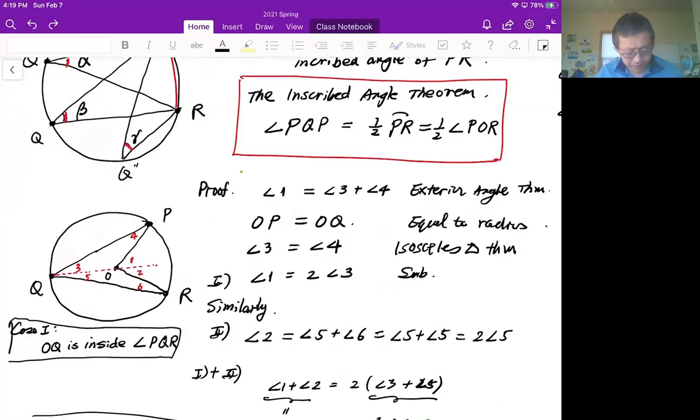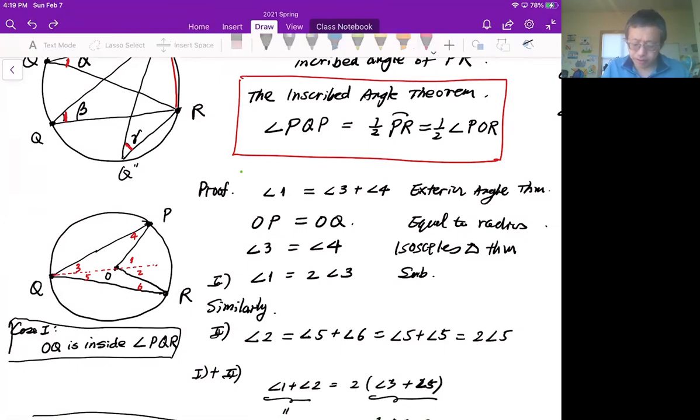So the first thing is that I'm going to connect the Q and O. In the case that QO is inside the angle of PQR, then we can do it like that. So first, I want to figure out that angle 1 is angle 3 plus angle 4. Can you see that? This is the exterior angle theorem, right? And so that's for the first part here.